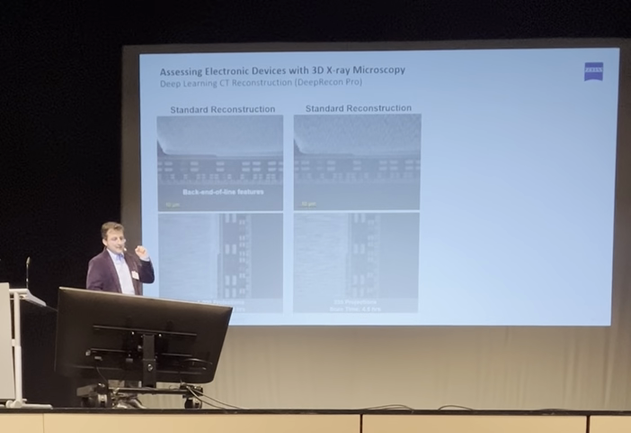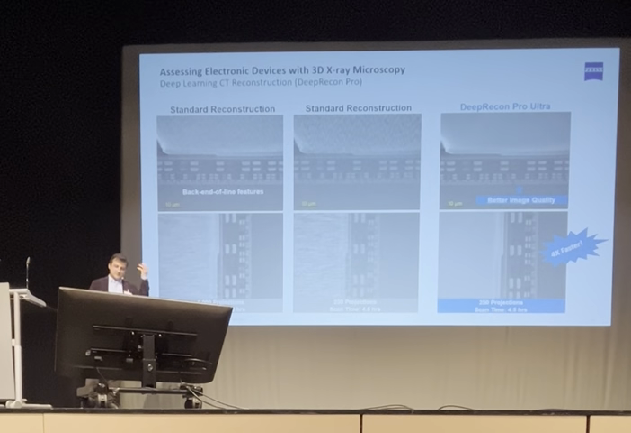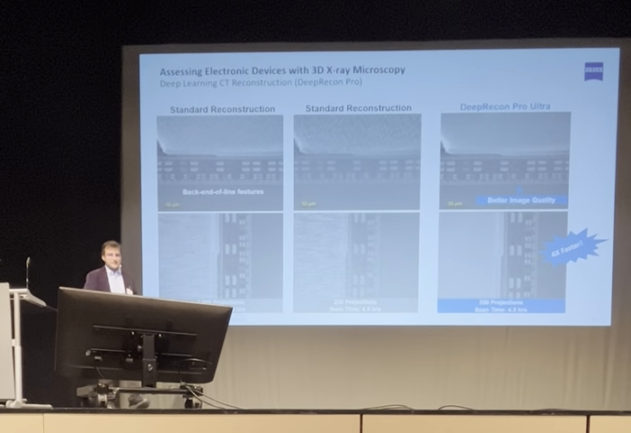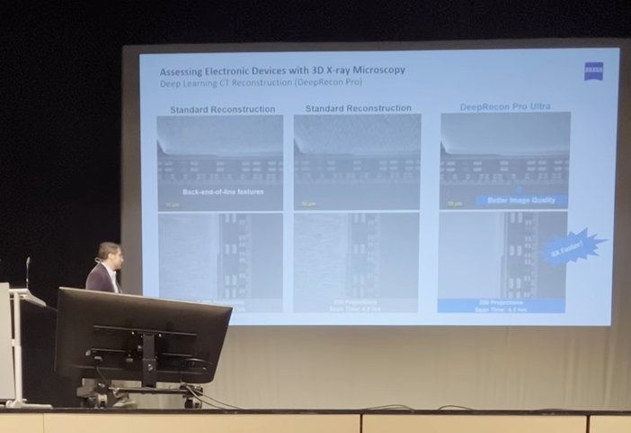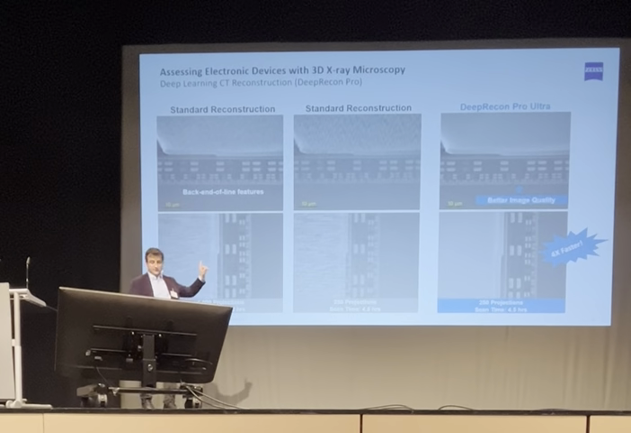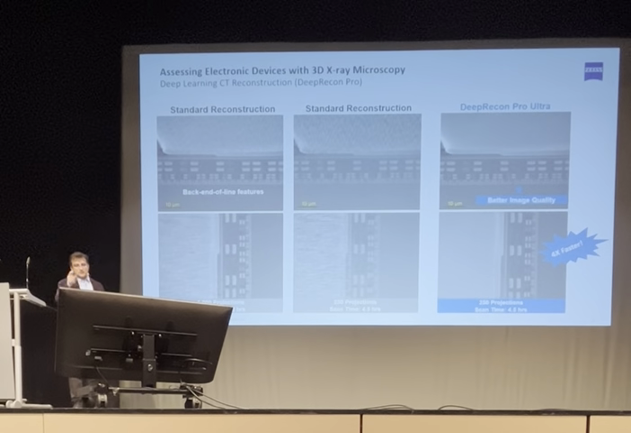But again, what if we use deep learning? If we use the algorithms that we have already created, Deep Recon Pro, you can see what you could do if you implement Deep Recon Pro on the Ultra data and cut the projections from 1,250, to increase the image quality and reduce the scan time.